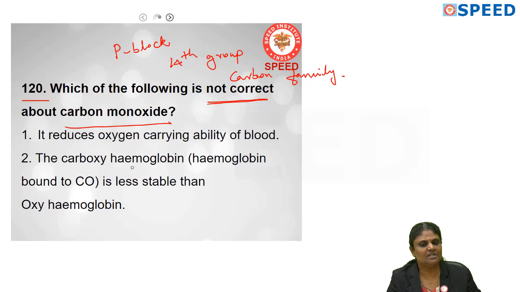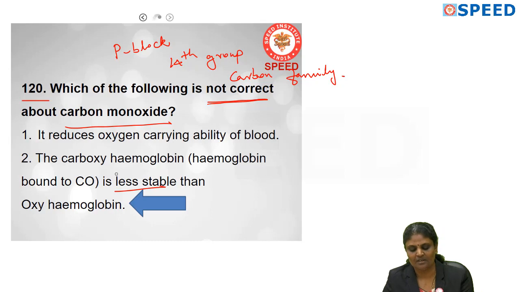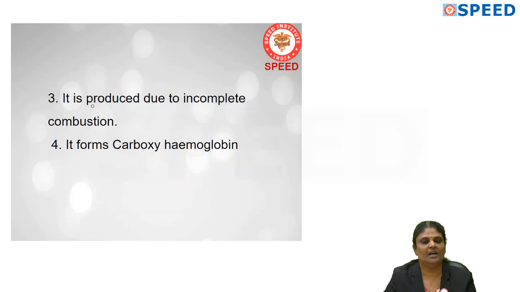And the carboxyhemoglobin is less stable than oxyhemoglobin. So this is the incorrect answer. Okay, so carboxyhemoglobin is more stable compared to the oxyhemoglobin. But the option given here is less stable. So this is the incorrect statement. And then the other two options, produced due to incomplete combustion. So this is also correct.